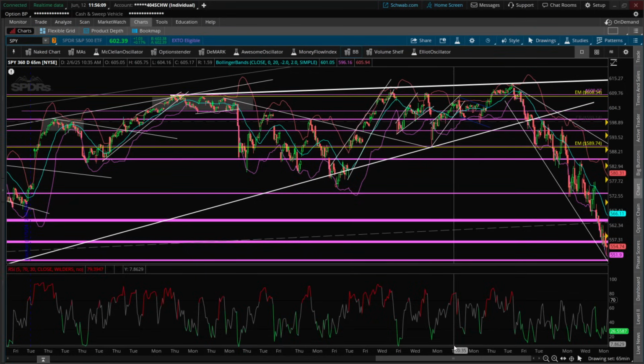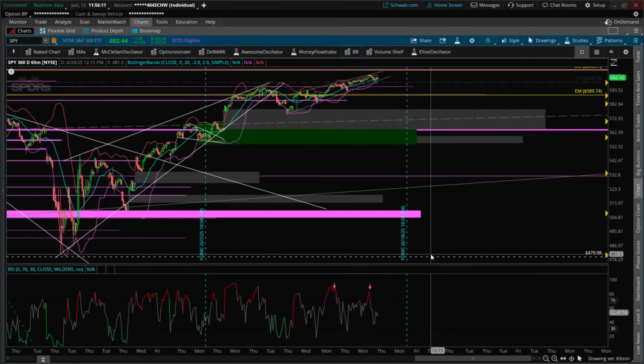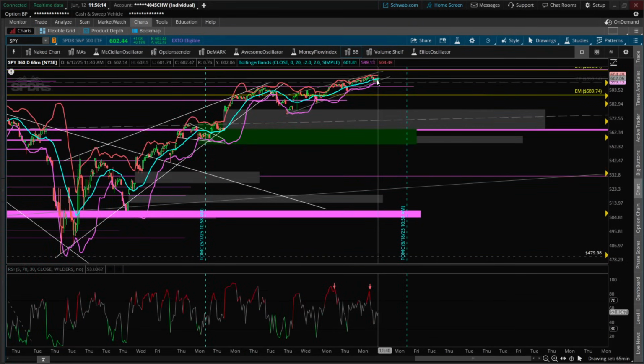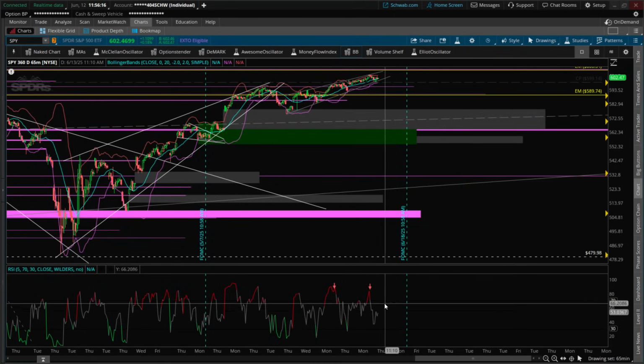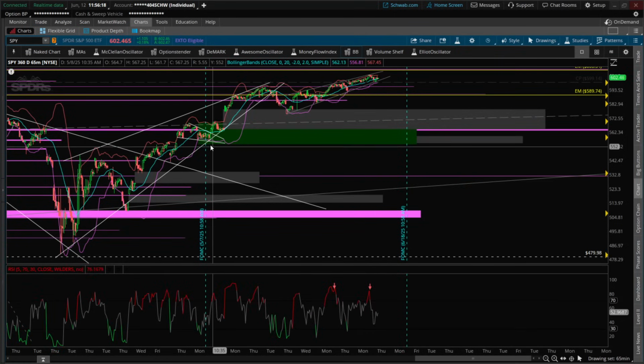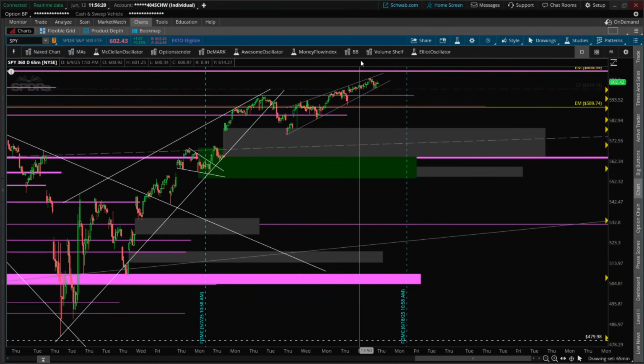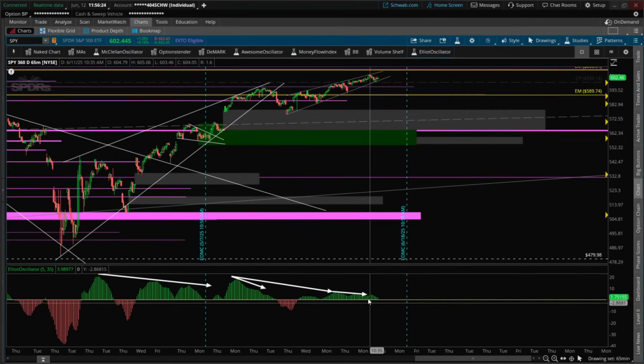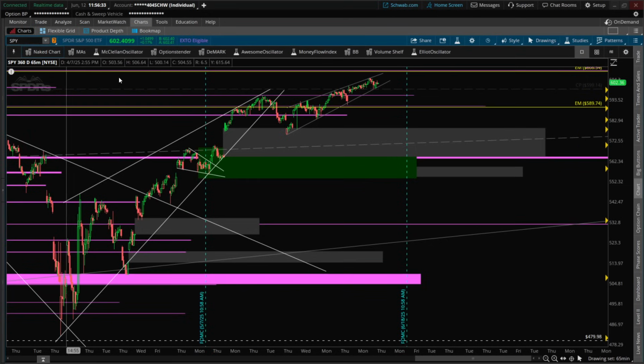Bollinger Band. Same thing. You have your sell signal here. Things are really tight. Same thing. The sell signal was yesterday. Elliott oscillator. Again, with that divergent low or high right there, making that new high. So just a repeat of everything, nothing really new here to see.